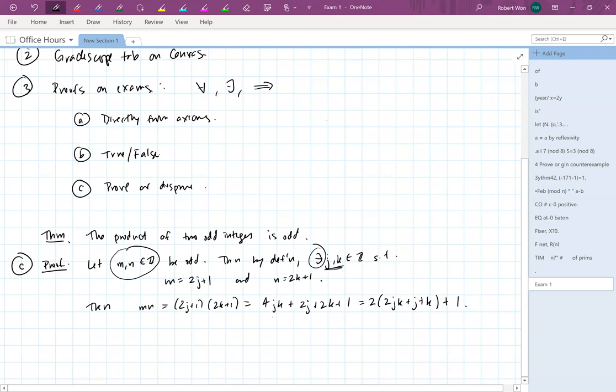Okay, now I want to say that mn is odd, but now I do need to check that this number is an integer, because if that number is not an integer, then I can't use the definition of odd. But all this takes is just, since 2jk plus j plus k is an integer by closure, therefore mn is odd by definition.